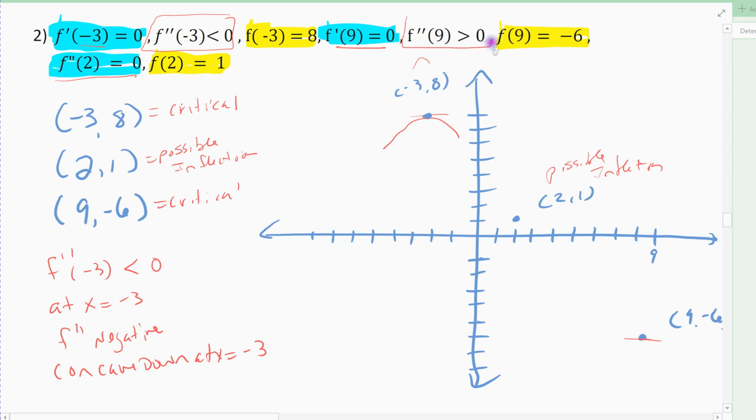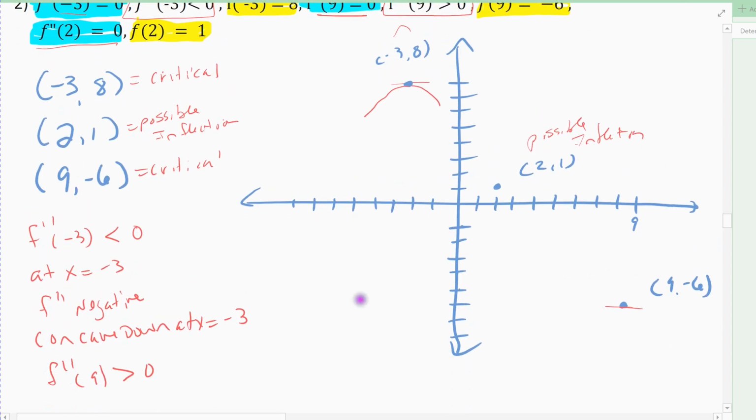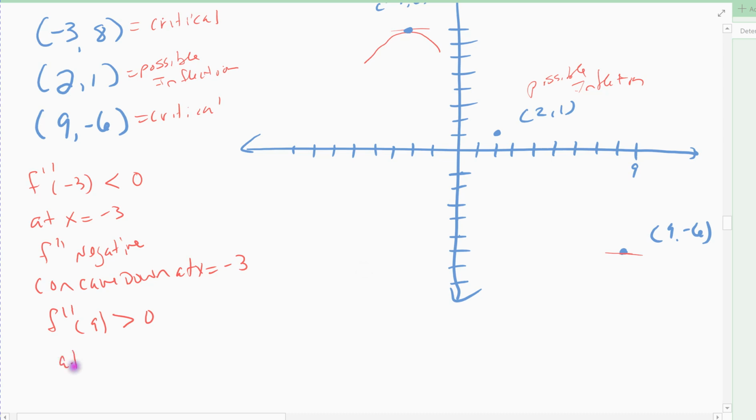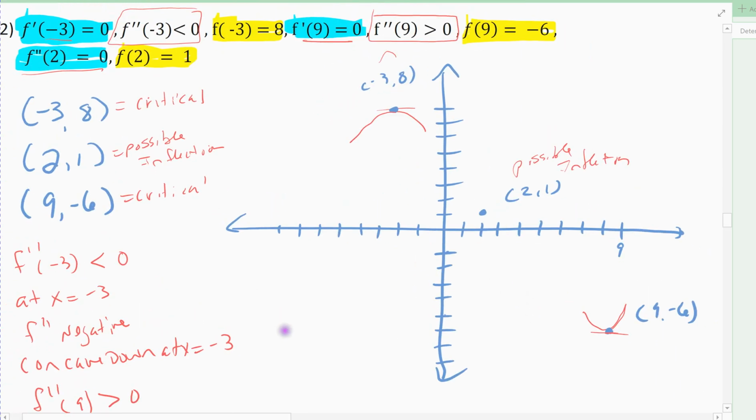Alright, the next piece of information I have is the second derivative at 9. So over here at 9, I can do the same thing. The second derivative at 9 was positive. Should I write that down, right? Positive. Which means at x equals 9, it's concave up. Alright, concave up. And I have a stopping point. And so again, it should have this shape. Well, based on that information, now I connect it. Maximum, probably a critical point at that moment. And then it curves up.